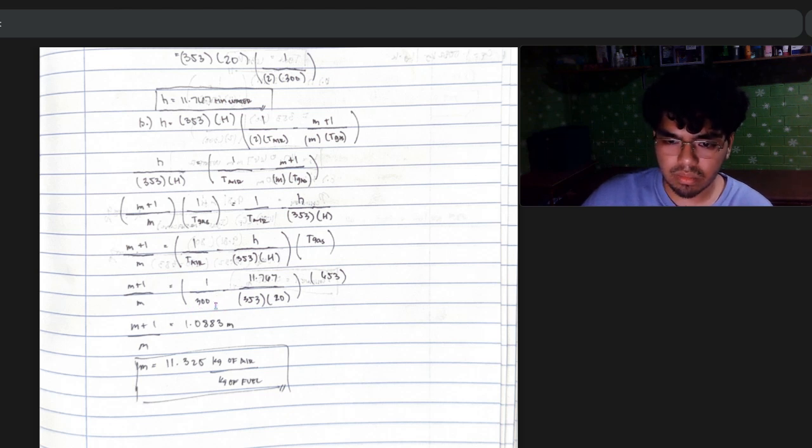Substitute this. So M plus 1 over M is equal to 1 over 300 minus 11.767 over 353 times 20 times 653, temperature gas. And that is equivalent to 1.0883. Then just solve directly, to get the M or the mass. This is equivalent to 11.325 kilogram of air over kilogram of fuel.